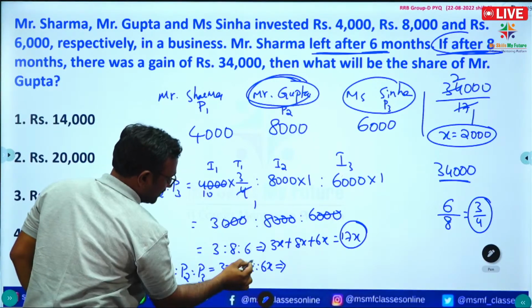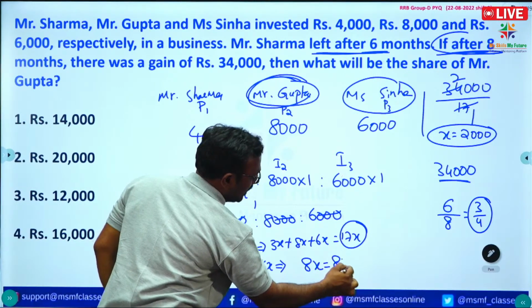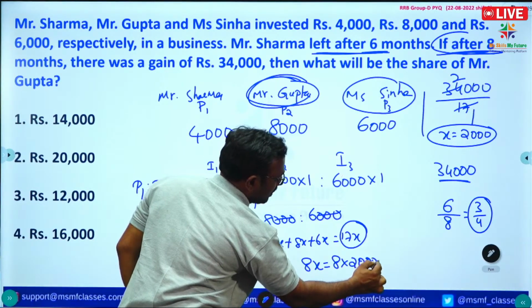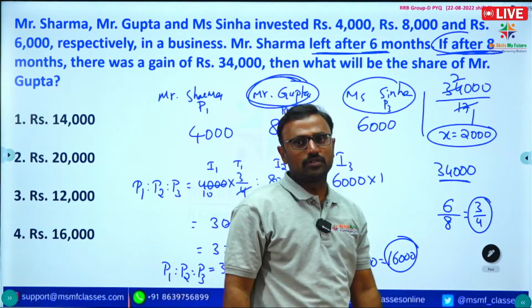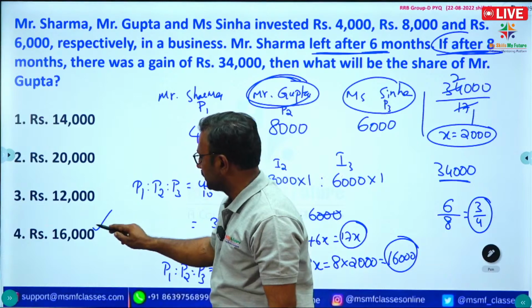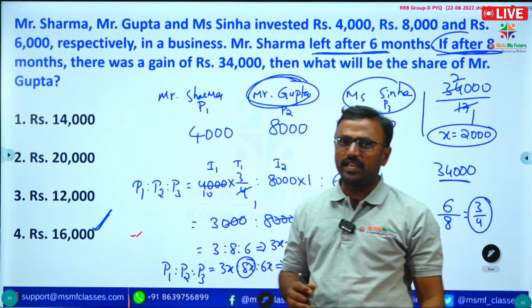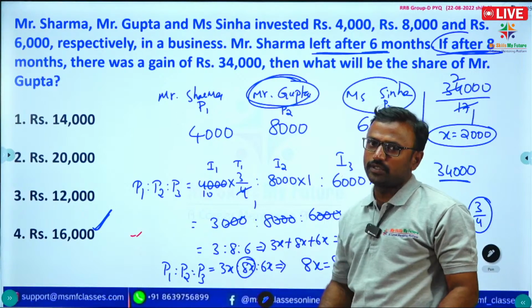Mr. Gupta is 8x. So 8x, x is equal to 2000. 8 into 2000 we get 16,000. Option C, that is option 4, is correct. So Mr. Gupta's profit share in the business is 16,000. Right, next question.